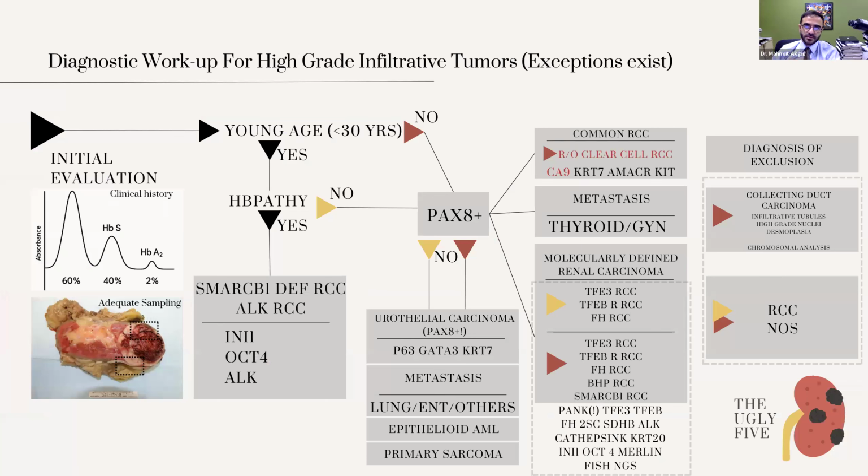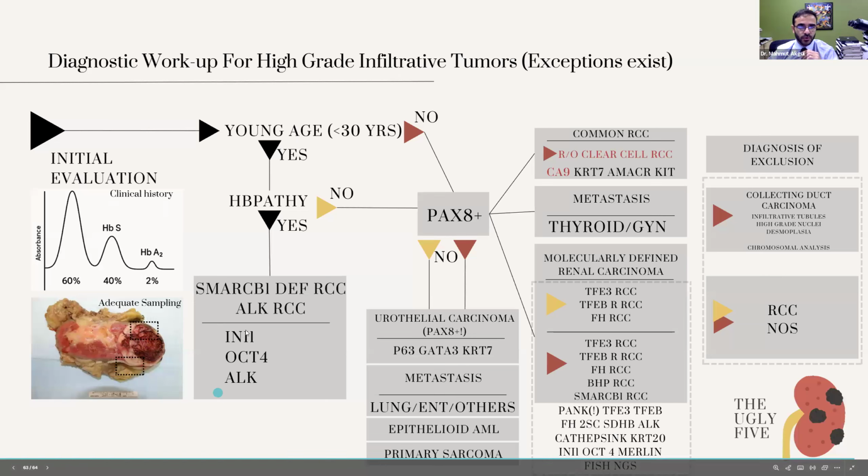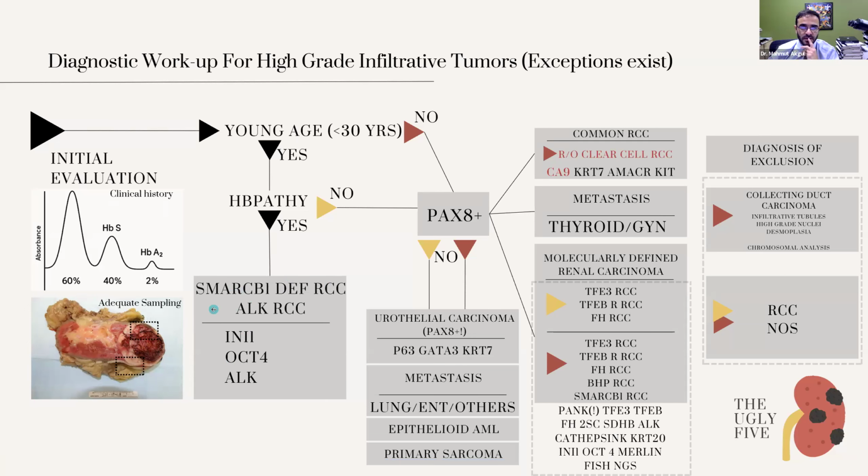It is an attempt to simplify, as an algorithm, the diagnostic approach to high-grade kidney tumors with infiltrative features. Again, initial evaluation is important: clinical history and adequate sampling. If the patient is of a younger age, we should think about hemoglobinopathy. And if there's hemoglobinopathy, we should tailor our diagnostic workup for SMARCB1-deficient renal cell carcinoma, renal medullary carcinoma, and ALK-rearranged renal cell carcinoma. INI1, ALK, and the like are the main important immunohistochemical assays to perform.